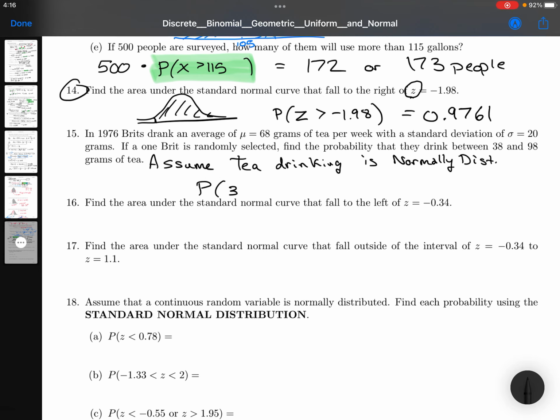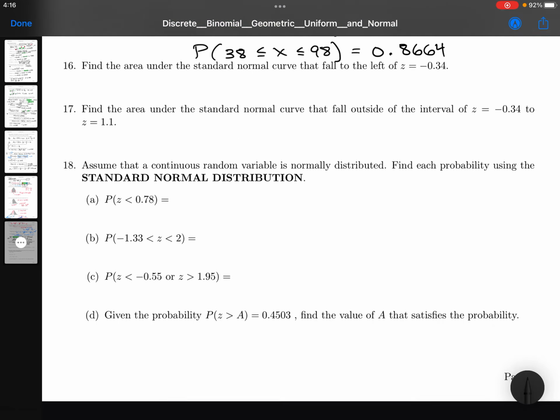We want the probability that x is between 38 and 98, assuming a normal distribution. So 38 is my lower limit, 98 is my upper limit. My mean is 68. Wow. It's a lot of tea, and a standard deviation of 20. So assuming the normal distribution, I get 0.86638, so we'll say 4. All right, let's pause this and do the last one.